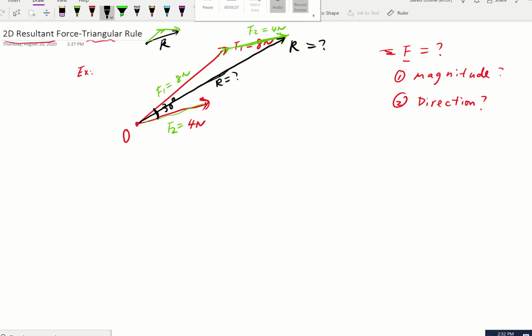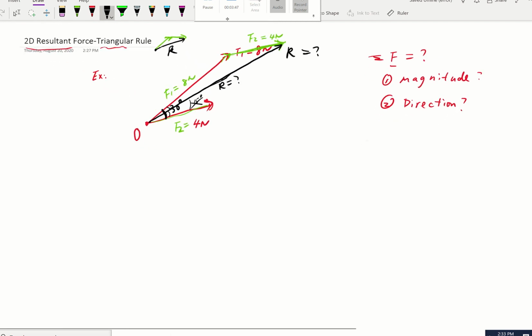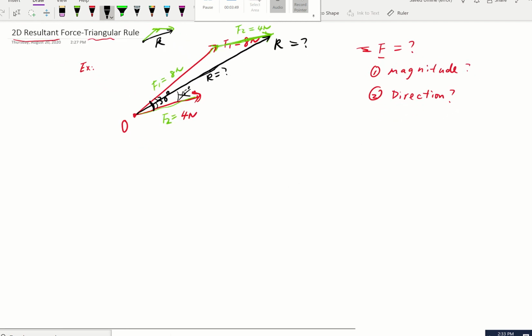Well, is the direction exactly half of 30 degrees, 15? Is this angle 15? I'm going to tell you, it's not. It's not, but that's a common mistake. People think those two angles right here are the same, but they are not the same. You have to find it in a scientific way, right? But how do we find it?